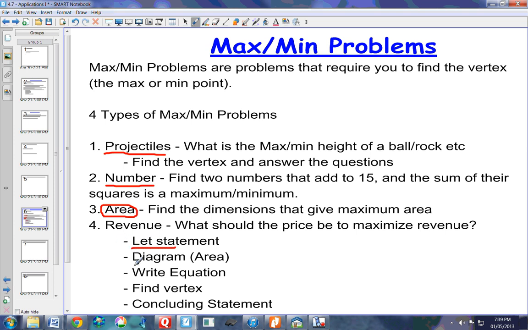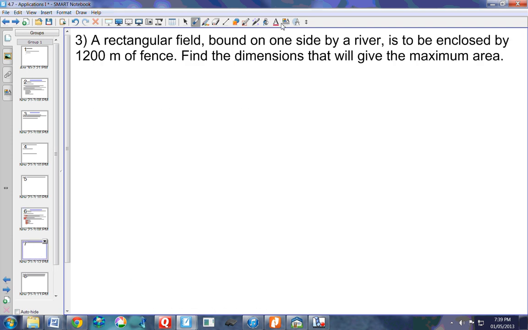So there should be a let statement, there should be a diagram, you're going to be figuring out an equation, you're going to complete the square to find the vertex, and then finally you're going to have a concluding statement. So let's give it a try. This is actually from your notes from yesterday. So take a look at this.